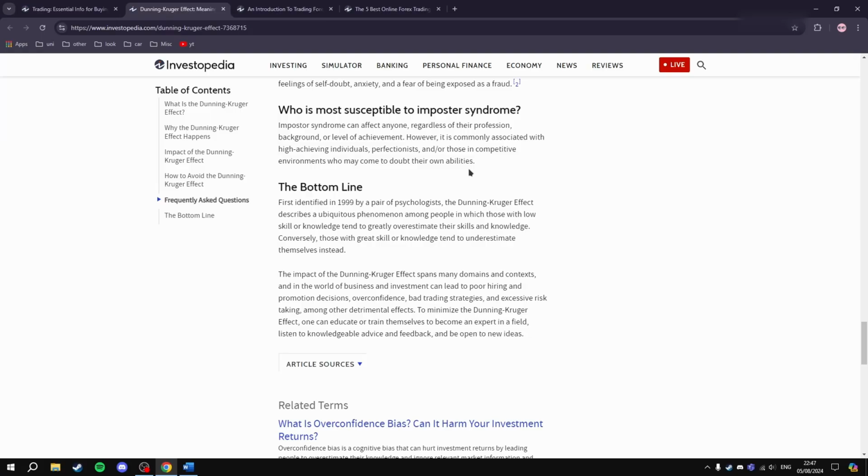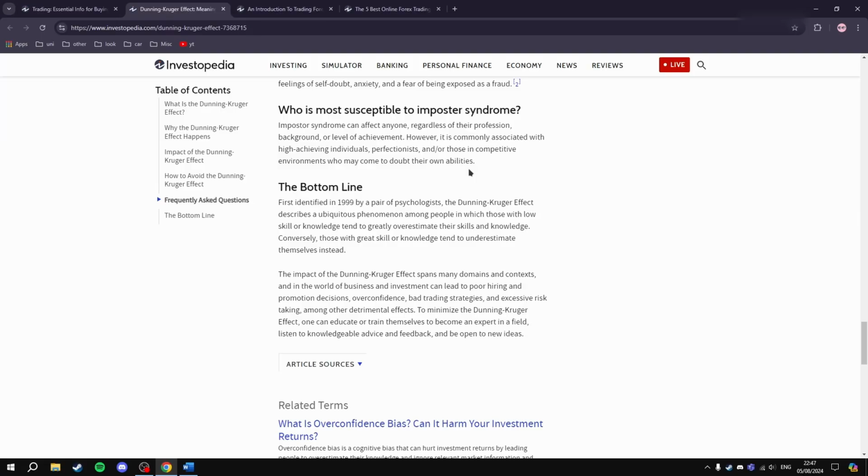ubiquitous phenomenon among people in which those with low skills or knowledge tend to greatly overestimate their skills and knowledge. Conversely, those with great skill or knowledge tend to underestimate themselves instead.